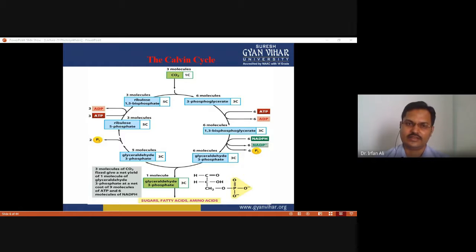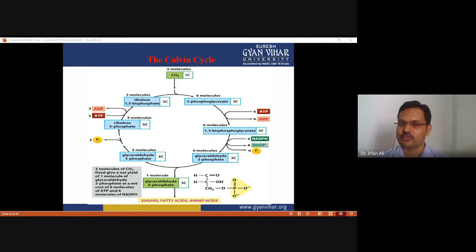Here, CO2 is a one carbon molecule, but three molecules of carbon dioxide are fixed at a time. These three molecules of carbon dioxide react with three molecules of ribulose 1,5-bisphosphate, which is a five carbon molecule.